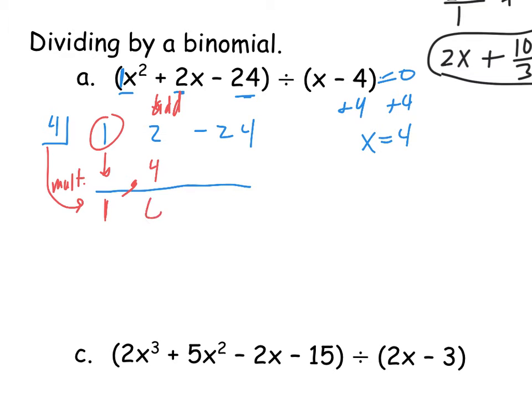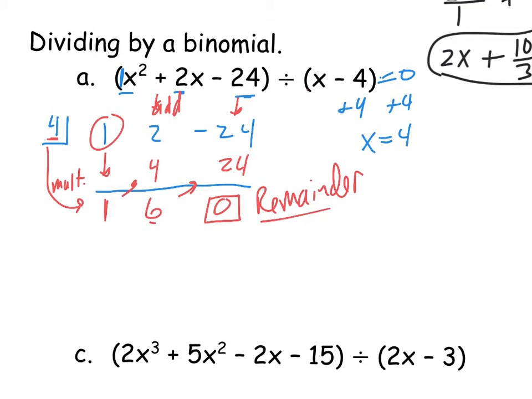2 plus 4 is 6, and then we multiply by that 4 again. 4, this 4 right here, times the 6 is 24. Once again, add. Negative 24 plus 24 is 0, and that was our last one. I always put a box around it because that's my remainder.